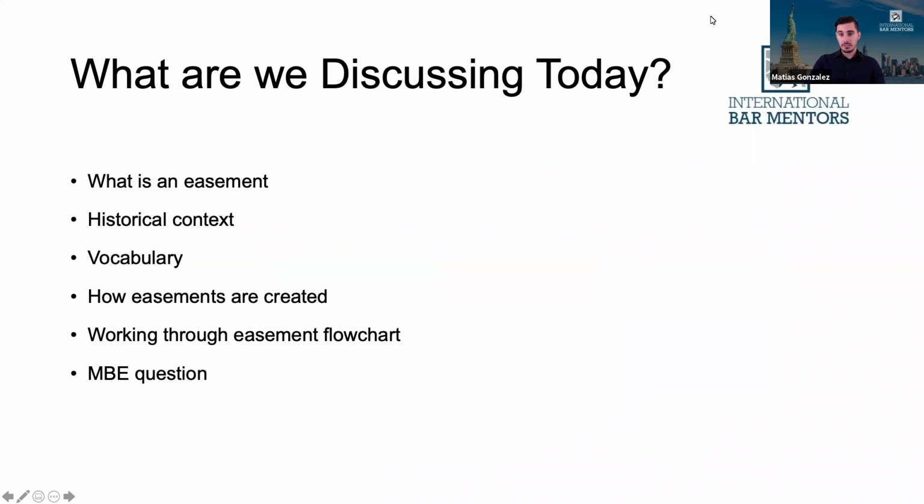So what are we going to be discussing today? We're going to be discussing what an easement is. We're going to talk about some historical context, mostly about easements, but really about real property law, to help you guys have the context that you need to understand why we have this rule and why it's tested on the bar exam.